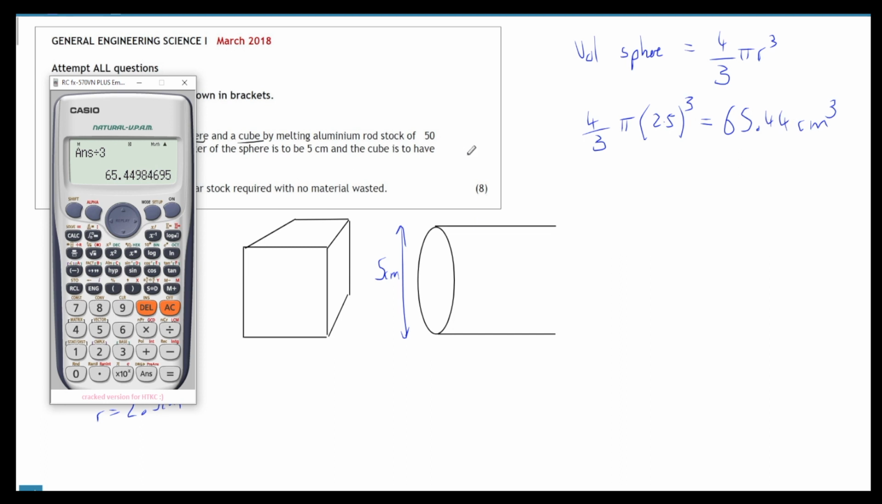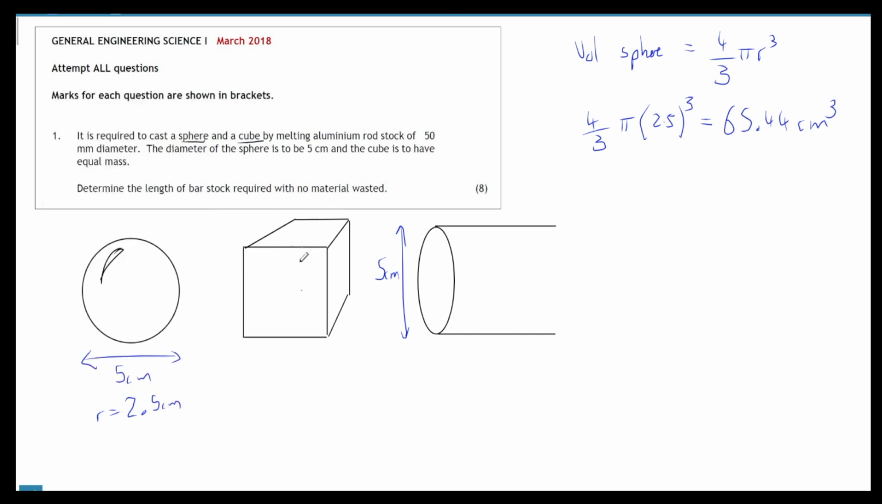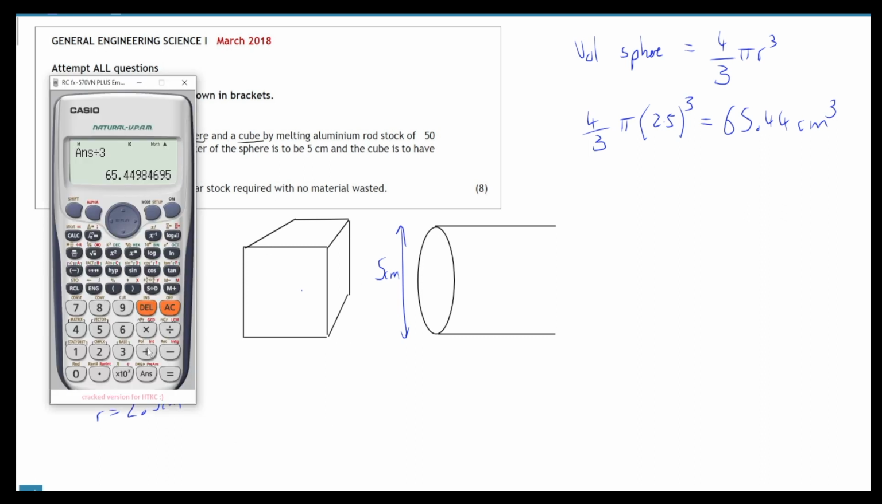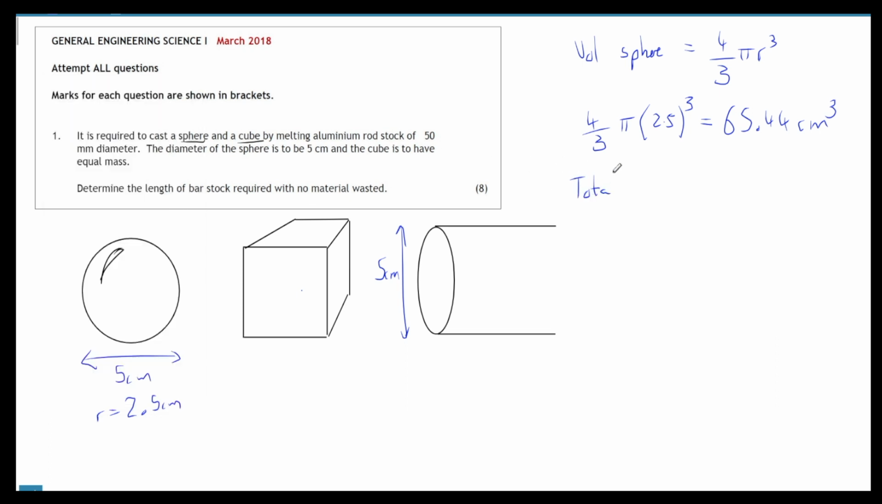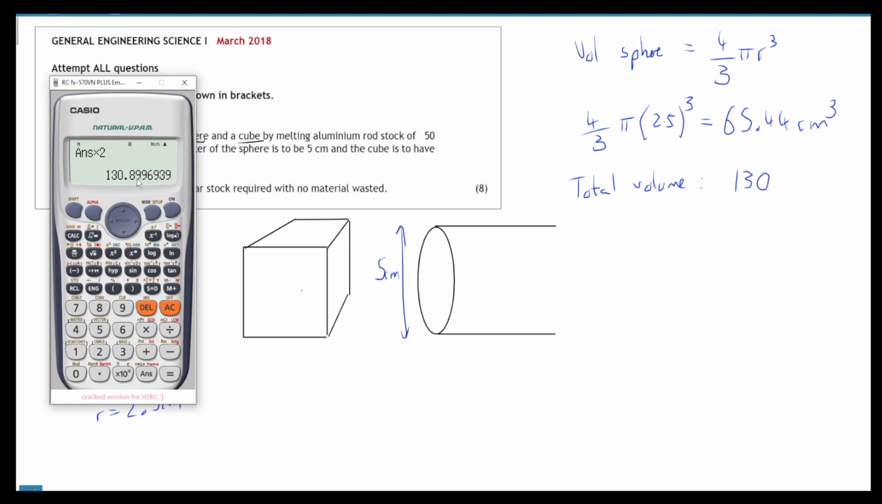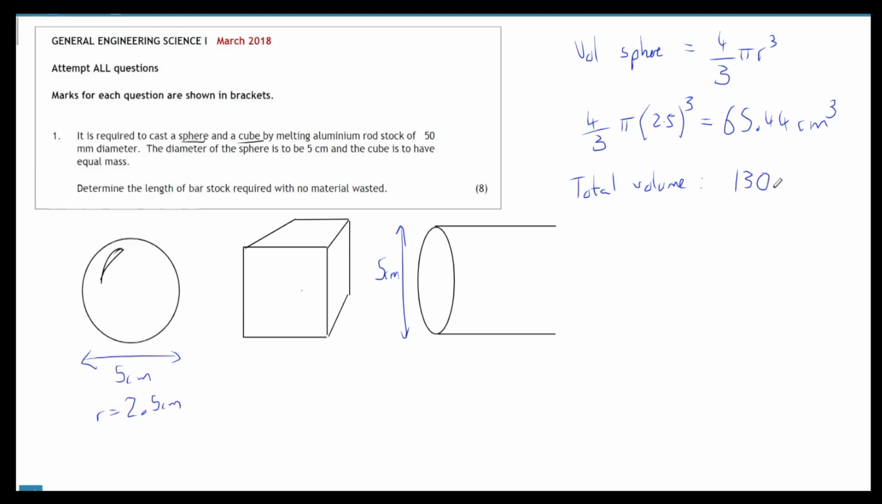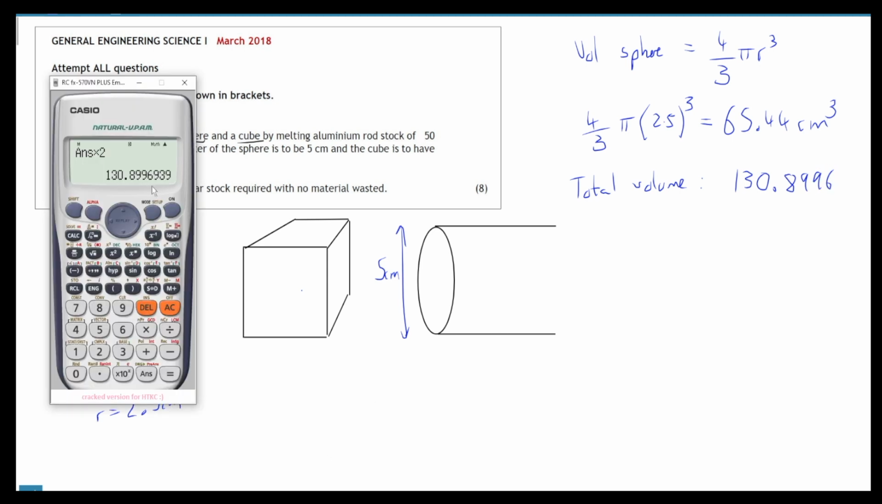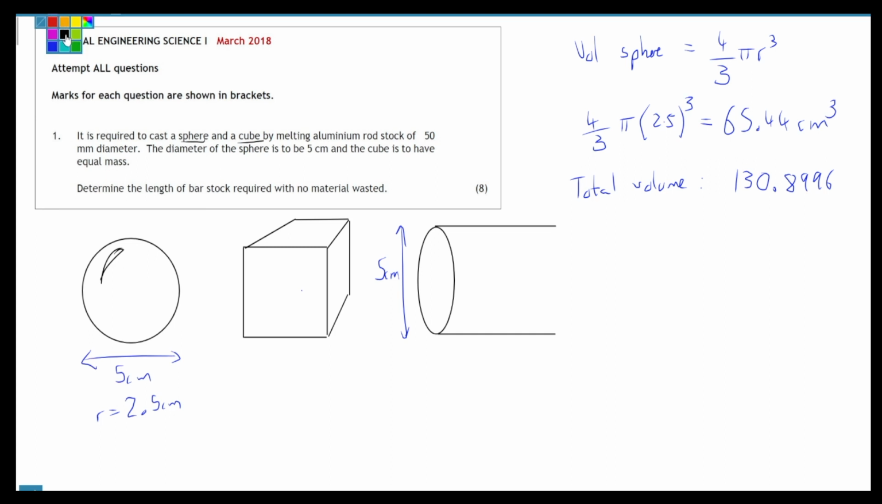Then I'm going to times it by 2, because remember we said that the cube and the sphere are the same. So let's multiply that by 2, and this will be my total volume. My total volume is 130.8996. There's a few more numbers, but I'm not going to take them out of my calculator. I'll just leave them in there. It's fine, because we've got the total volume. This will be centimeters cubed.